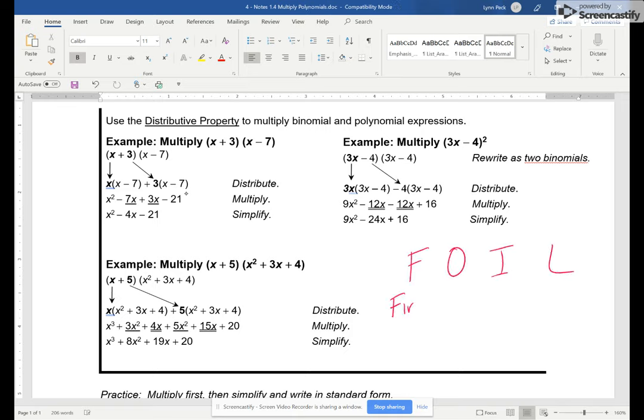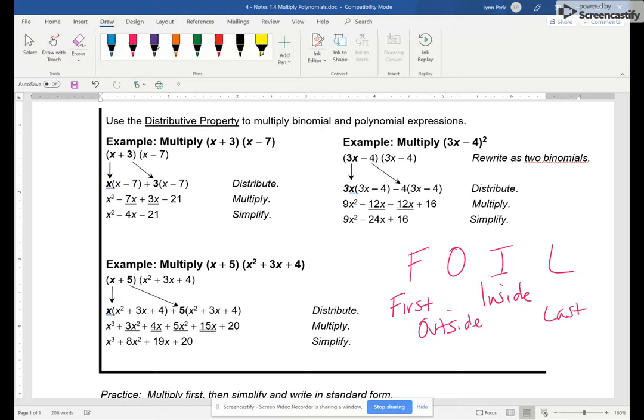It stands for first, outside, inside, last. And what it does is it helps you make sure that you remember to get all parts when you're multiplying this. So if I'm looking at this first example, the first terms in each are the x and the x. So that's what you should multiply first.